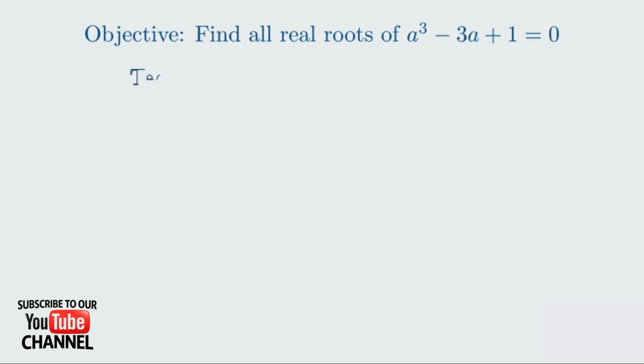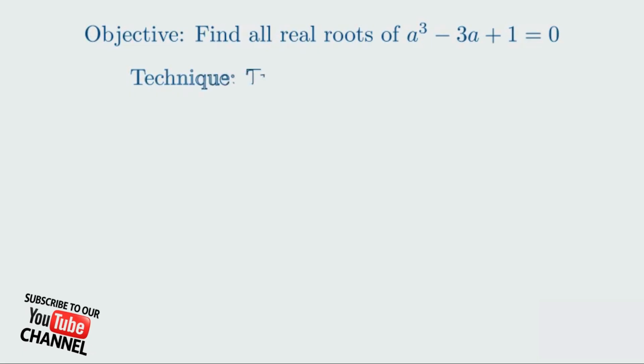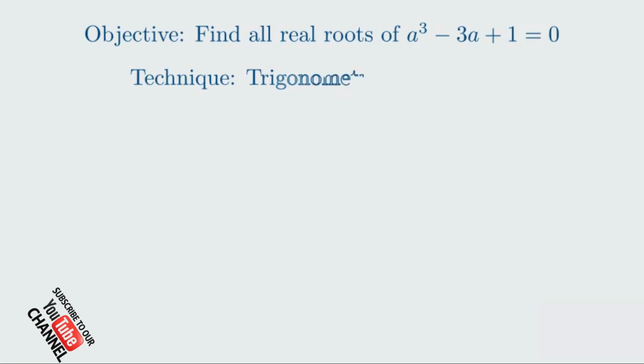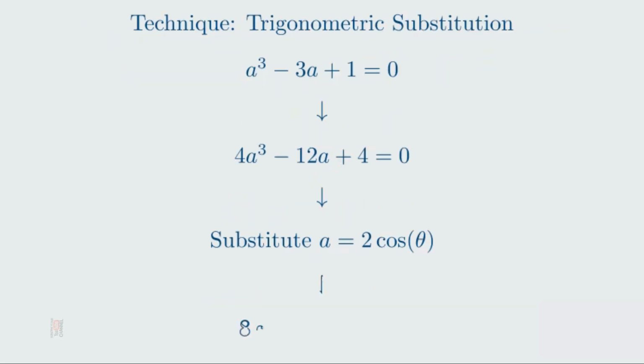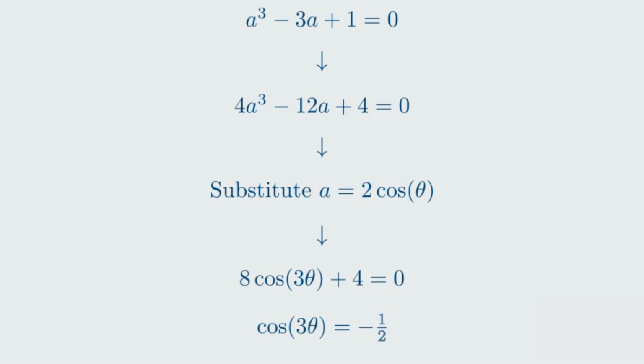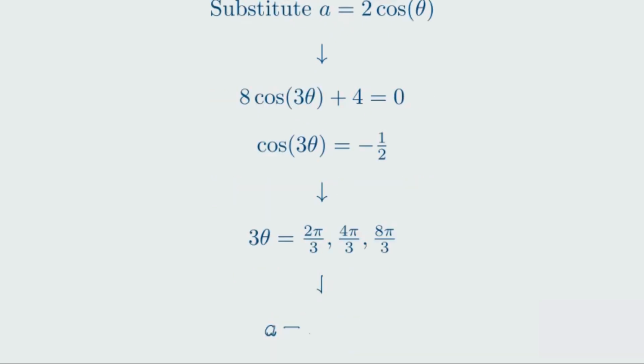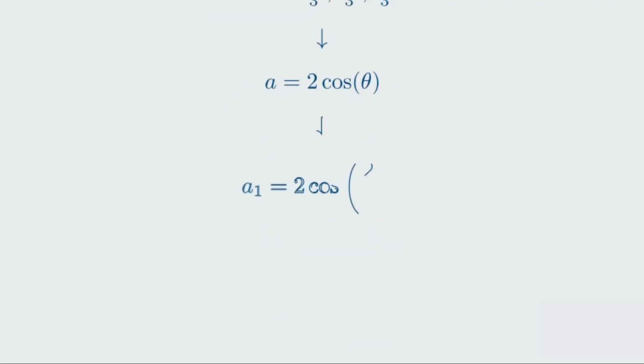So, let's recap what we accomplished. Our objective was to find all real roots of the equation a cubed minus 3a plus 1 equals 0. We achieved this by using a powerful technique called trigonometric substitution. By manipulating the equation to resemble a triple angle identity, we were able to transform it from a cubic polynomial into a simple trigonometric equation. We started with the cubic equation, multiplied by 4, substituted a equals 2 cosine theta, and the triple angle identity allowed us to simplify it to a straightforward cosine equation. Solving this equation for 3 theta, we found 3 distinct values. These led us to our final 3 real roots, expressed in exact trigonometric form.